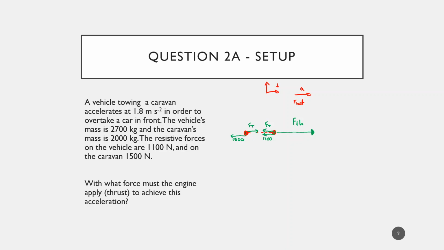Right, so that's our situation. Our job is to work out this thrust force. Now we're ready to start setting up our net force equation. Because of the way that we've set up our coordinate system, the net force is completely in the horizontal direction. So we're going to sum up all the forces in the horizontal direction. What forces do we have? Well, we've got a positive force, which is the thrust. And that's what we're trying to find.